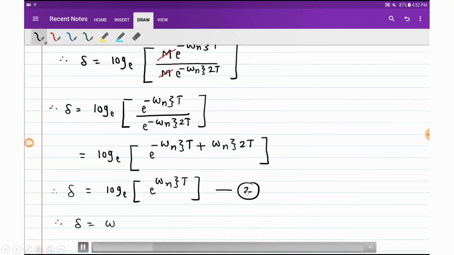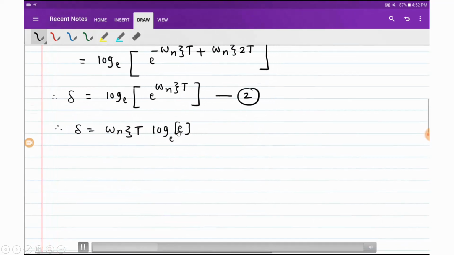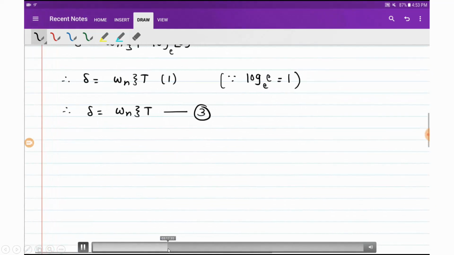Let us call this equation 2, because the first part is our definition part. So omega n zeta t, so this is log m raised to n, that is n log m. So this n term we have taken in front of the log, so this is log e to the base e, that is nothing but 1. Once again try to understand this. Log m raised to n is n log m, so here it will be e and this e will remain, so log e to the base e is 1. So delta is equal to omega n zeta t, because log e to the base e is 1. So this is the third representation of delta.